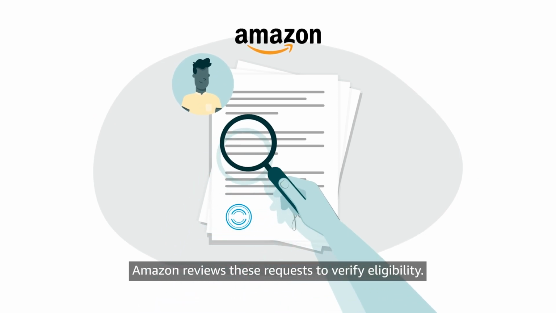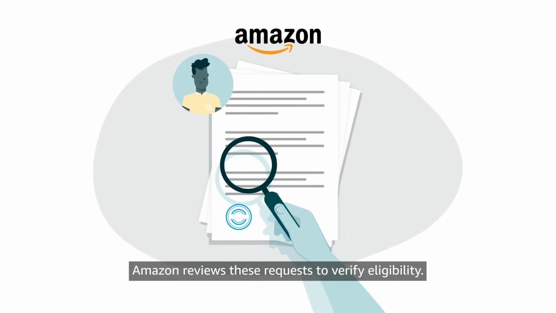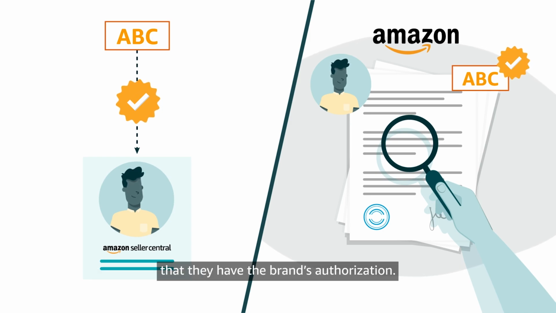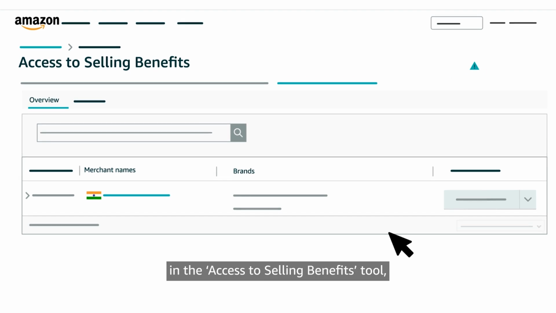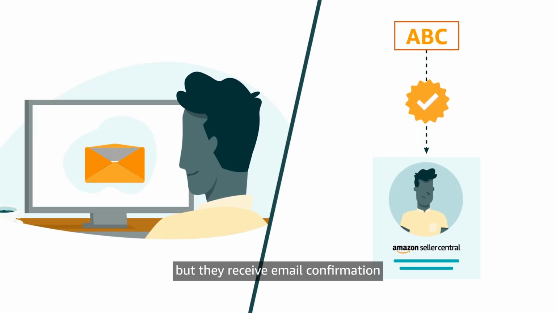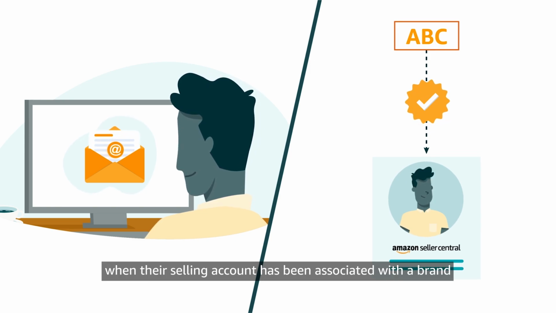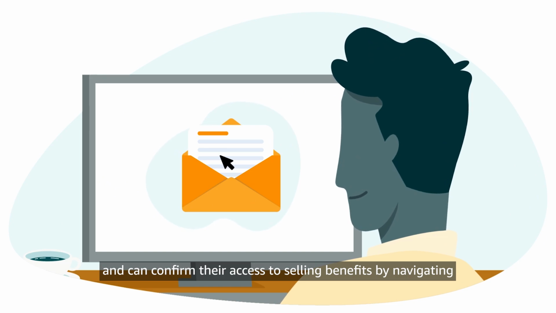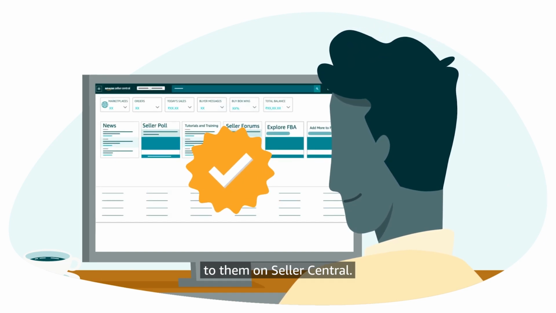Amazon reviews these requests to verify eligibility. We associate a reseller with a brand only after we've confirmed that they have the brand's authorization. Authorized resellers don't appear in the Access to Selling Benefits tool, but they receive email confirmation when their selling account has been associated with a brand and can confirm their access to selling benefits by navigating to them on Seller Central.